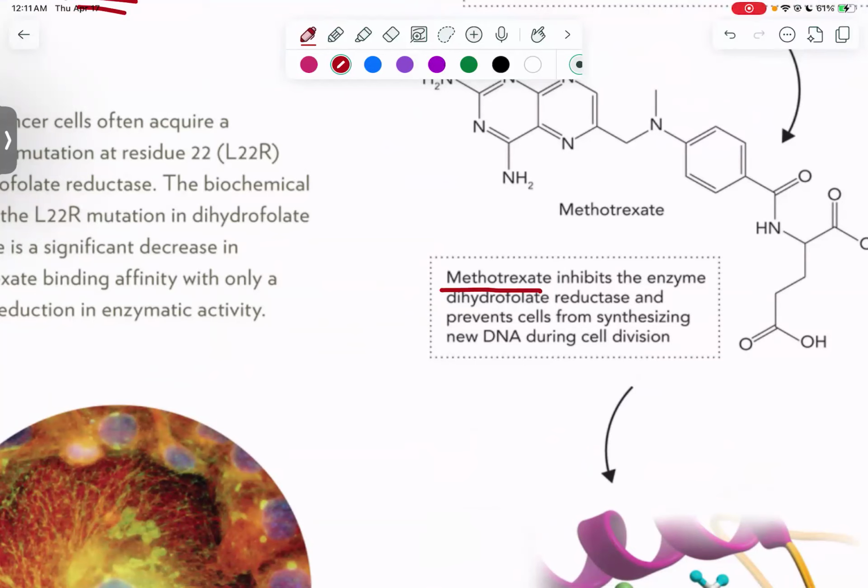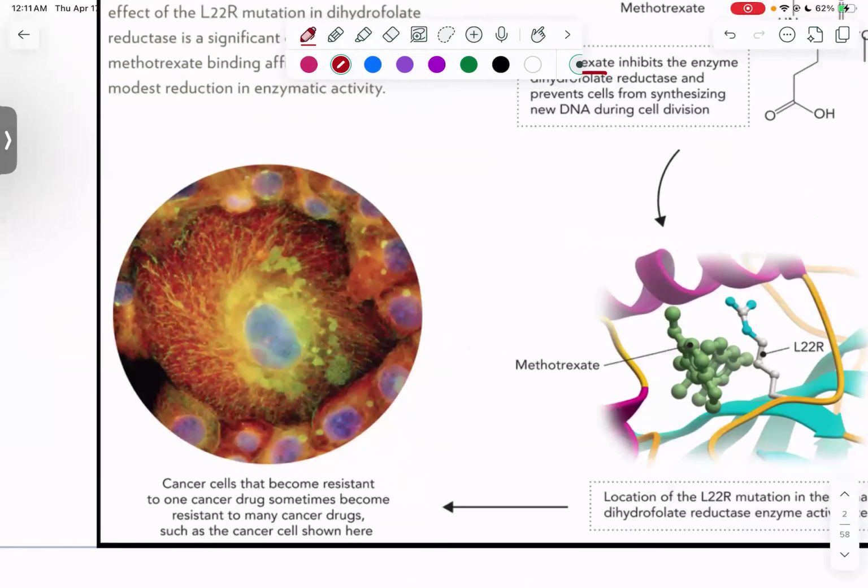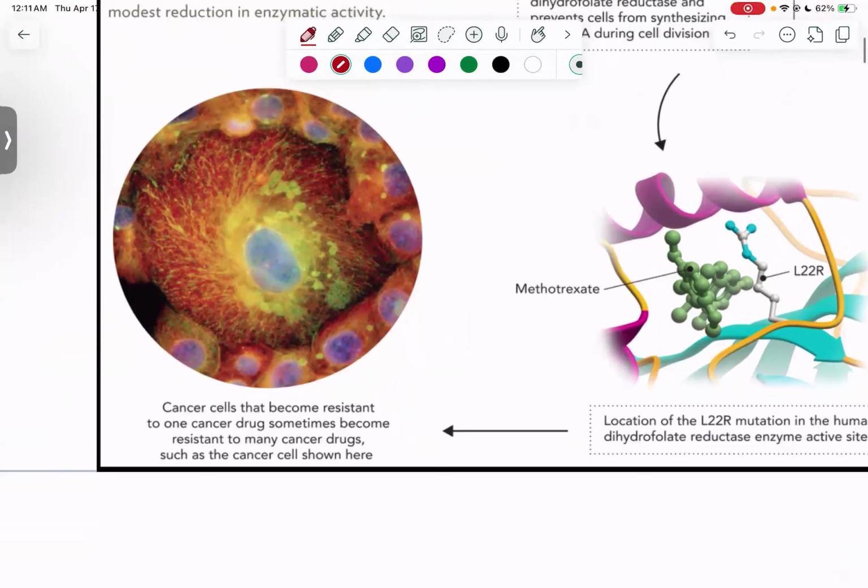It's an enzyme that's required to make a coenzyme. We'll talk about the pathway later on. But if you inhibit this enzyme, then cells can't divide because they can't synthesize DNA quickly and they run out of thymine. And it's really pretty cool. So you take this drug and the drug binds inside of the active site and you inhibit your cancer most of the time.